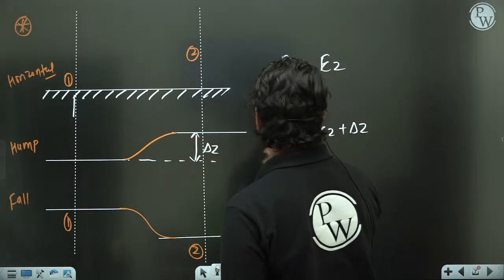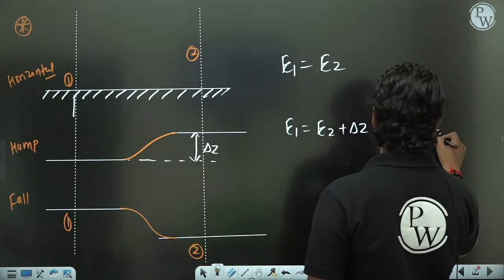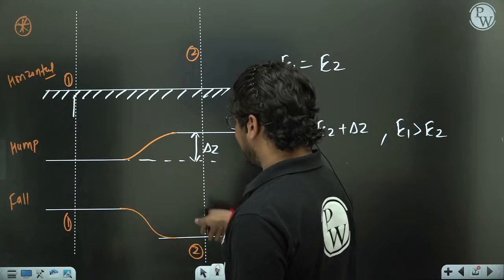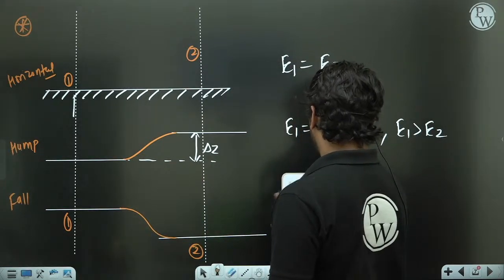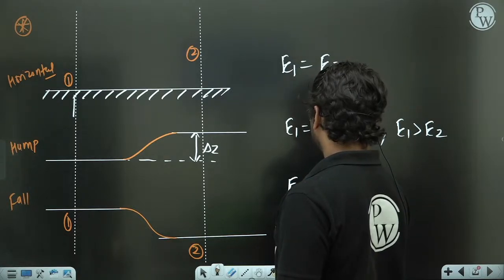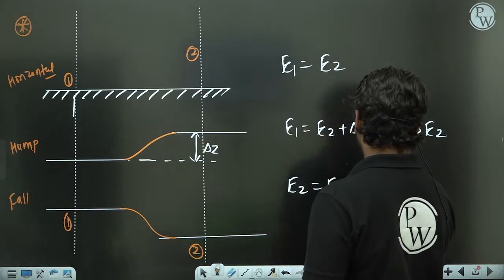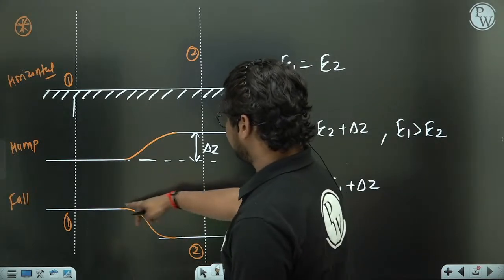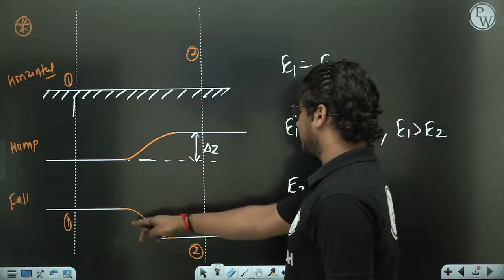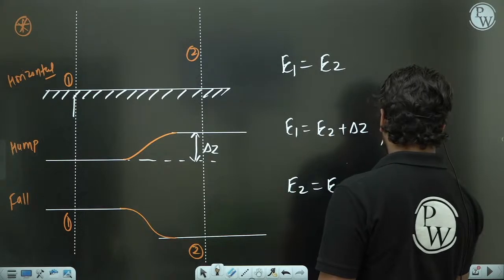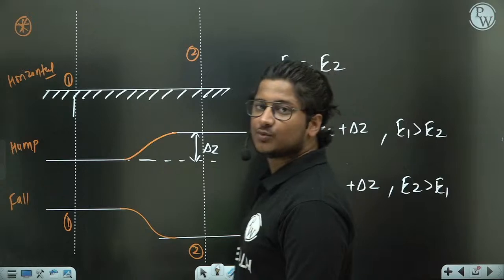So in this case, as you can see, E1 will be more compared to E2. Third case, the fall case. Here E2 will be equal to E1 plus delta Z. This is the delta Z fall, basically. So here E2 is more than E1.